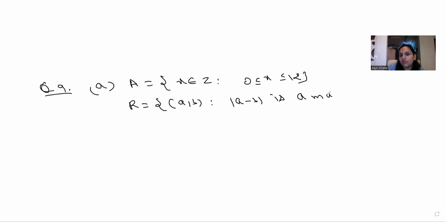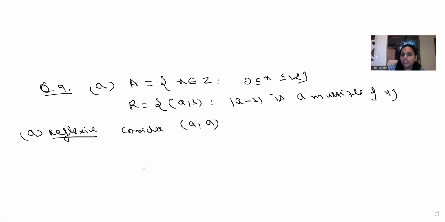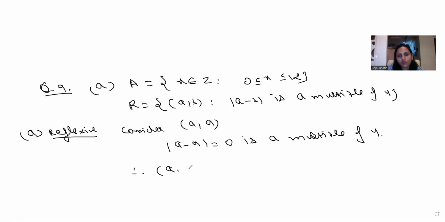Modulus of a minus b is a multiple of 4. So for the reflexive part, we will write, consider (a, a). Now modulus of a minus a is 0. 0 is a multiple of 4. Therefore, (a, a) belongs to R for all a that belongs to A.